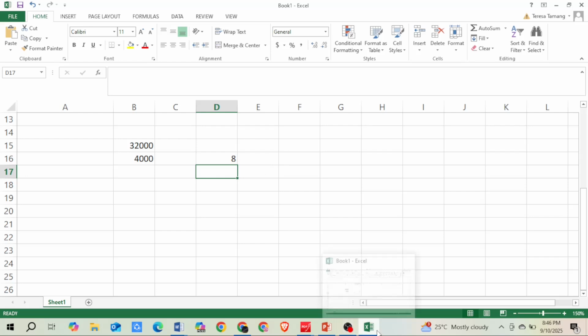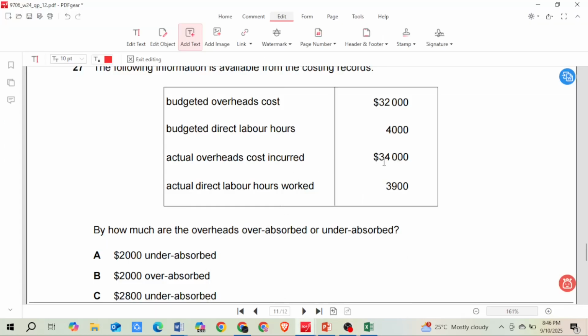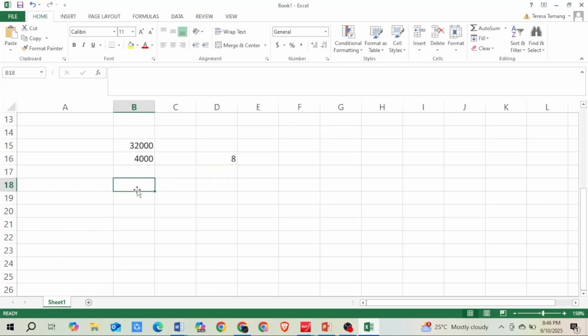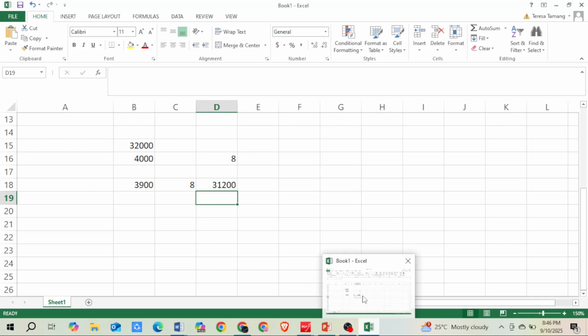And now we'll compare how much we are actually paying. Actually we paid 34,000. Okay, and how much we should have paid, we should calculate that one as well. So we want to use 3,900 labor hours. If we have used 3,900 labor hours at the rate of $8 per hour, then we should pay 31,200. But the actual amount that was paid by us is 34,000.